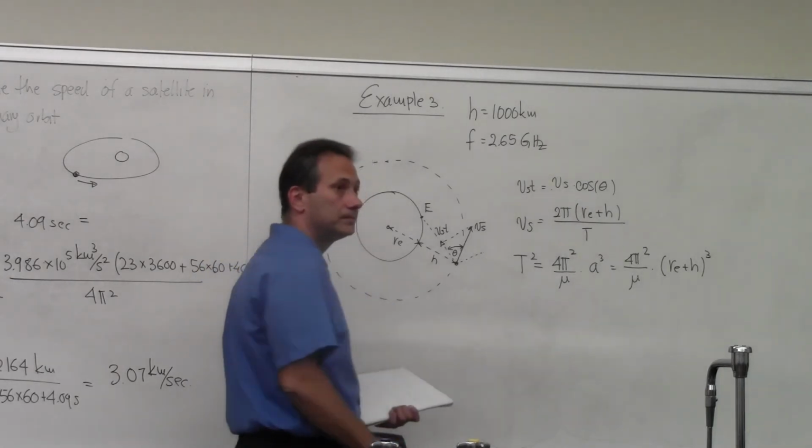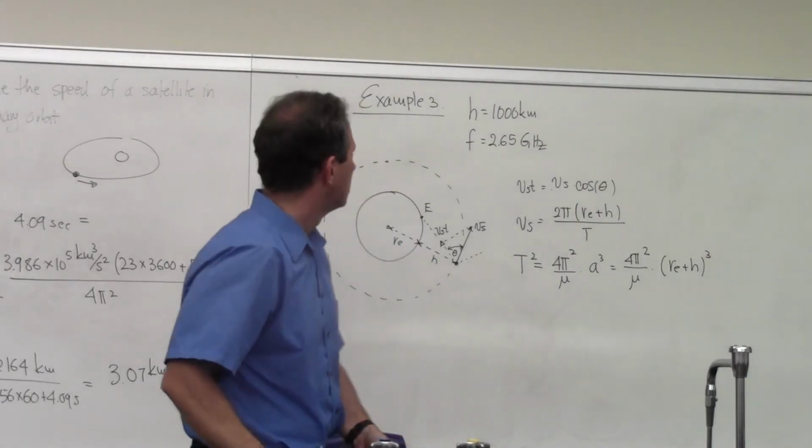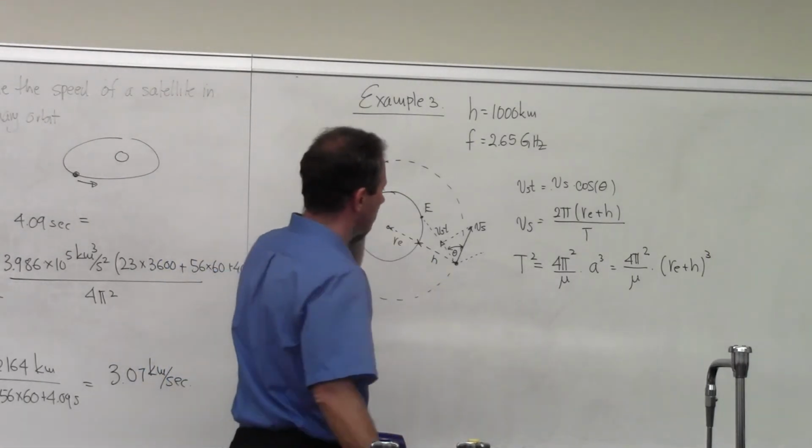So, does that mean the orbit is circular? Yeah, circular.